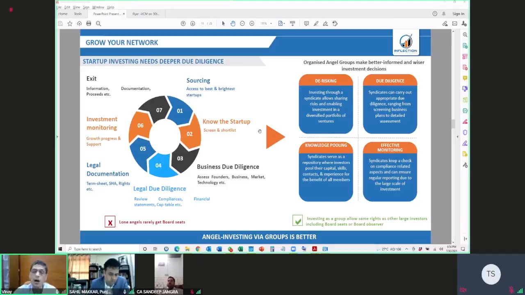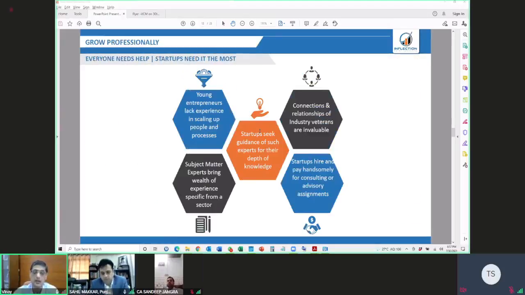Individually, you cannot give a large check to a startup, which may be important for the startup in its early stages. But small checks may not help your startup grow to the scale it needs to be. How can you grow professionally? Young entrepreneurs that don't have much experience don't know how to set up a company. How should the capital structure be? How should the equity be? How should they look at the P&L? How should they look at the cash flow? Where should they get the money from?